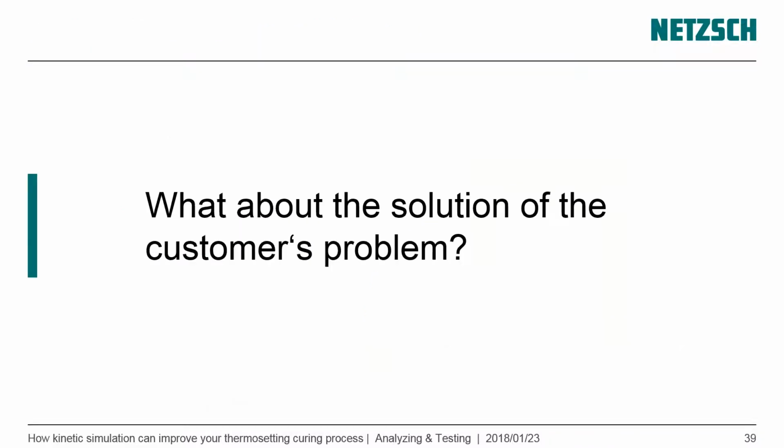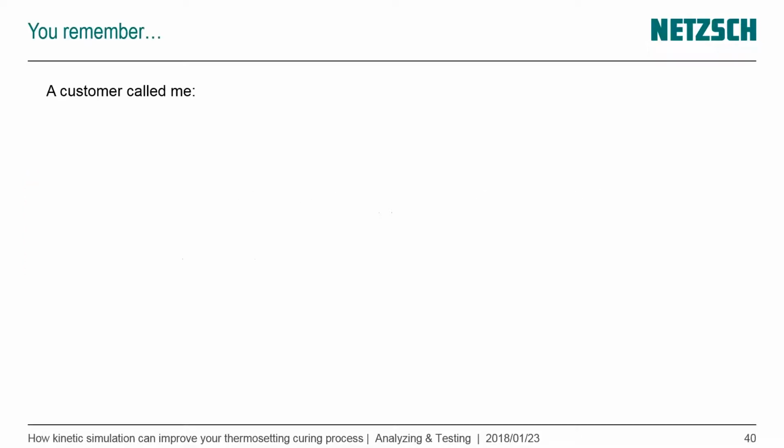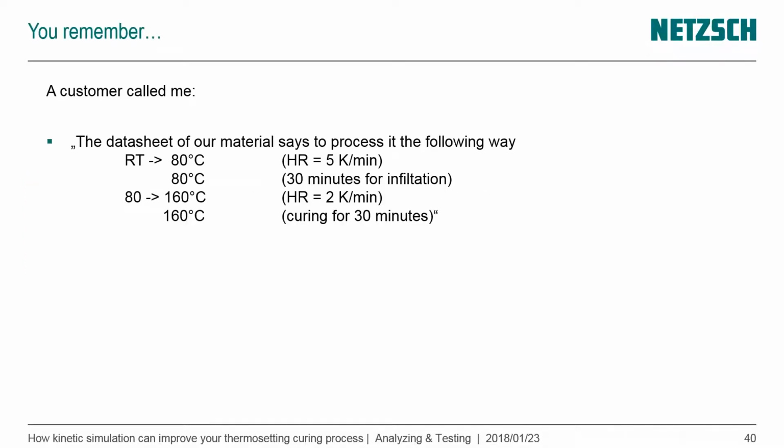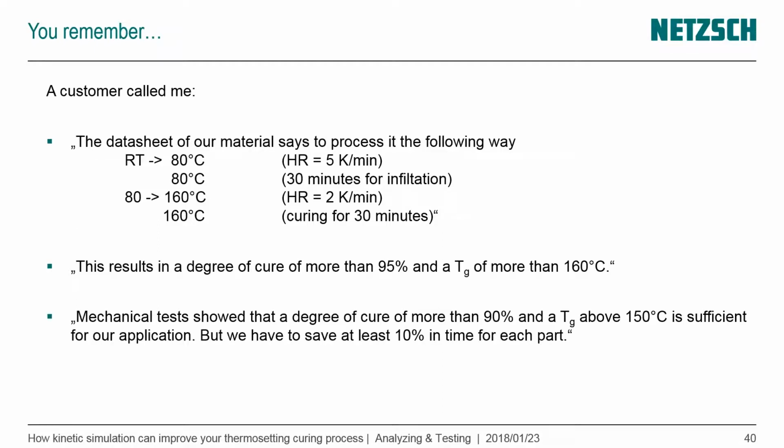So have a look to the prediction. What about the solution of the customer's problem? You remember the customer called me. He told me about the datasheet temperature cycle, and he told me about his requirements. He has to save 10% in cycle time. And the requirements to the material is that we reach a degree of cure of more than 90% and a glass transition that is above 150 degrees C. And we should help him.